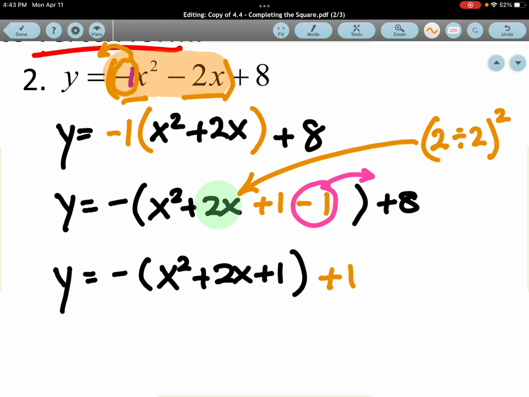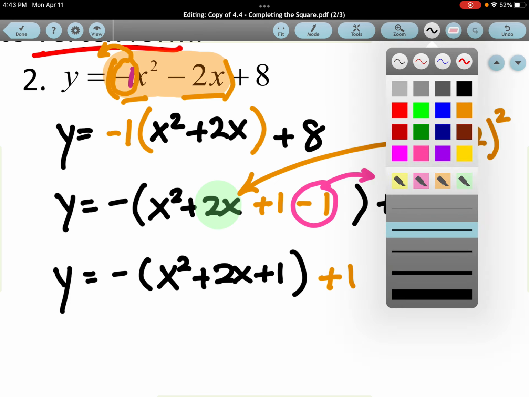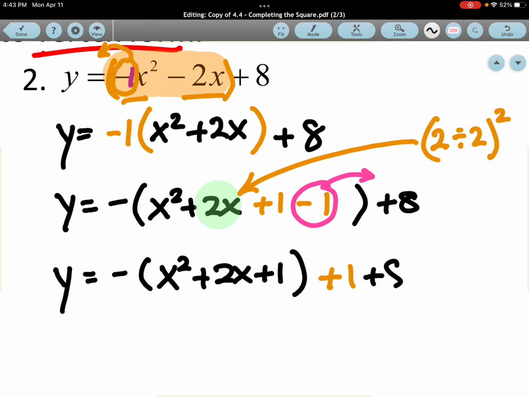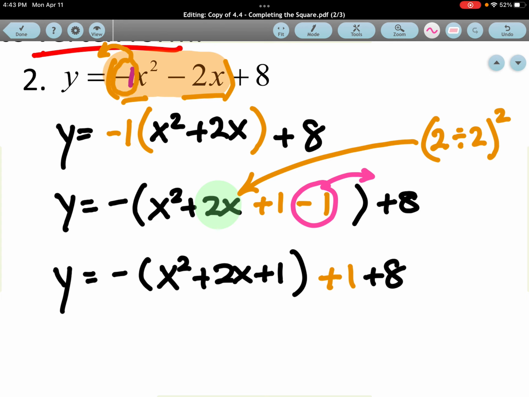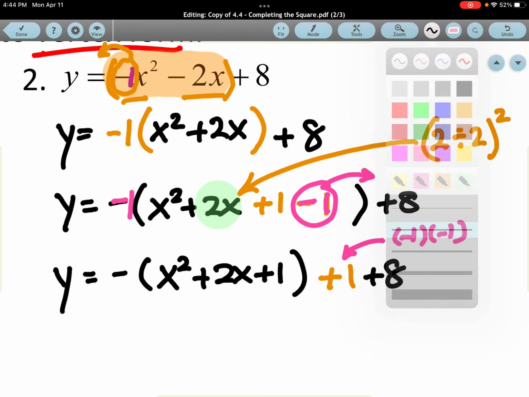Anyways, okay, and then we have the plus 8. Okay, so let's just make sure that you understood that one more time. You're taking the -1 and multiplying it by this -1, and that's how you get this guy. Okay, so -1 times -1. All right, now let's start the factoring.